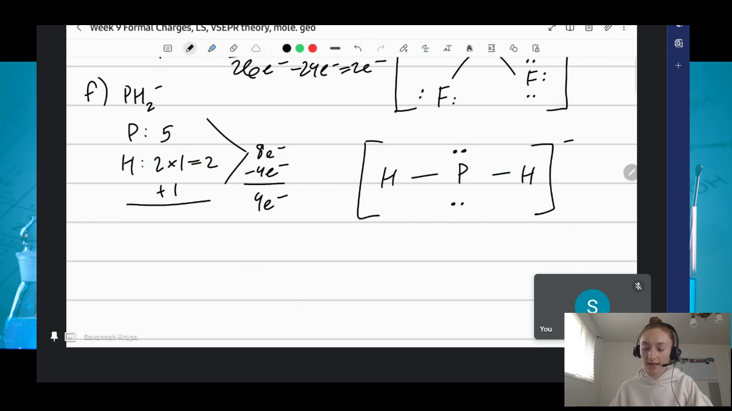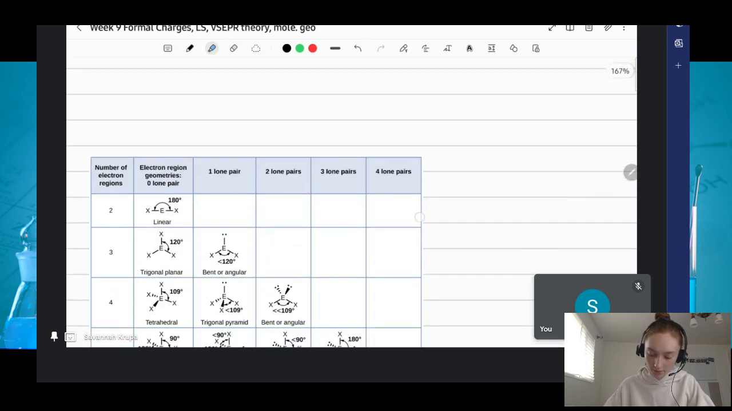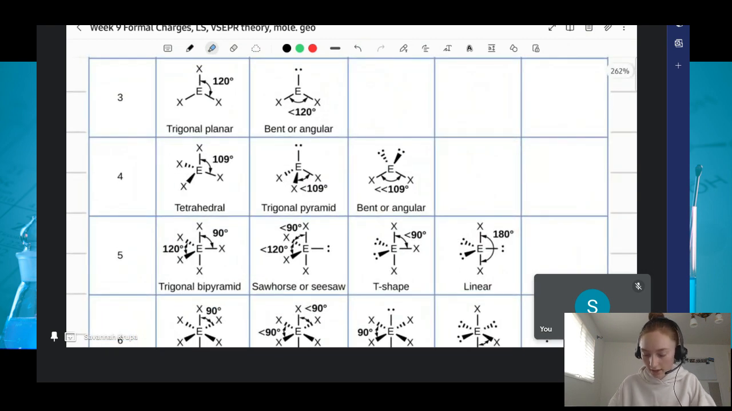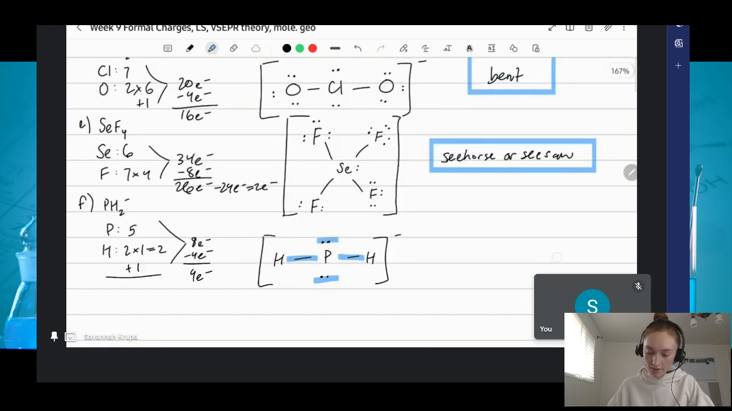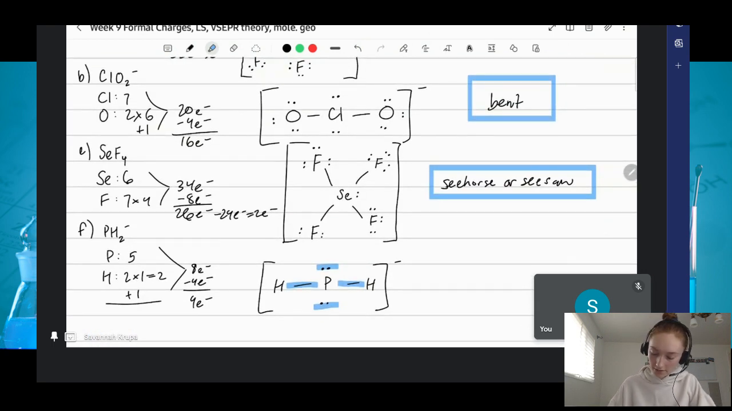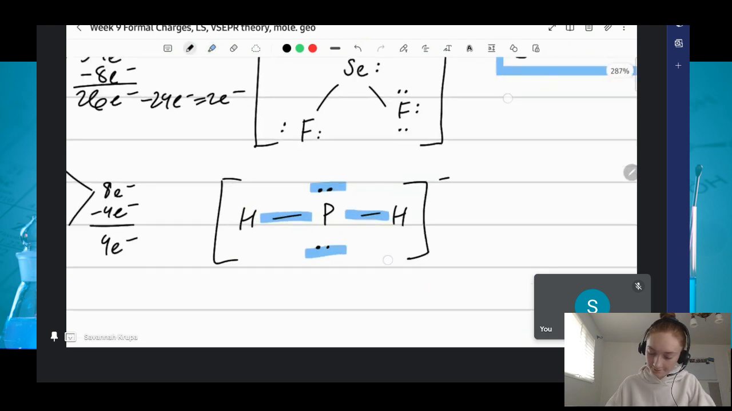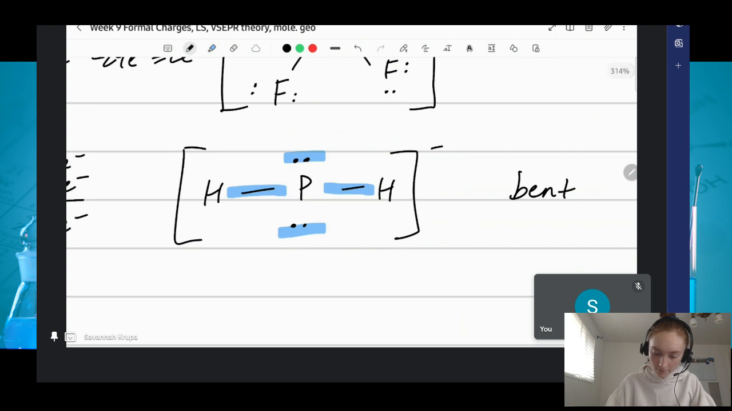And so since it has 2 bonded pairs and then 2 lone pairs, let's look at the sheet again to see what that'll look like. So it looks like it'll also be this one, the bent, with the other structure that we drew it for, the one over here. But yeah, it'll also be bent. A bent structure.